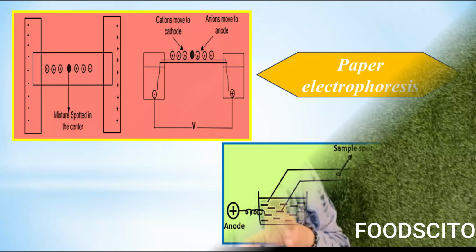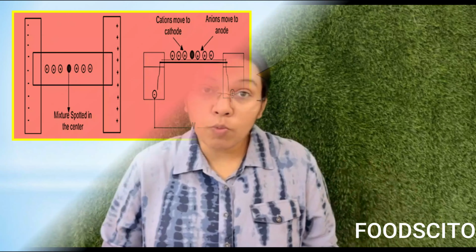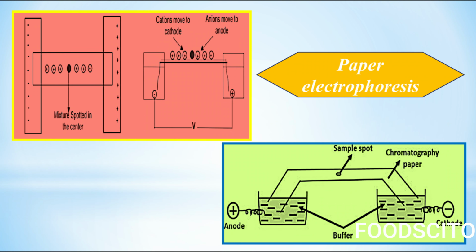The paper is wet with the buffer solution in such a manner that one end of the vessel is in buffer solution with the cathode and the other end is with the anode. The protein is placed near the end of the strip. Now when you apply electric current, under the influence of voltage, proteins move on the paper, and if it's homogeneous, proteins will move at the same rate. So they won't be separated into a number of zones.